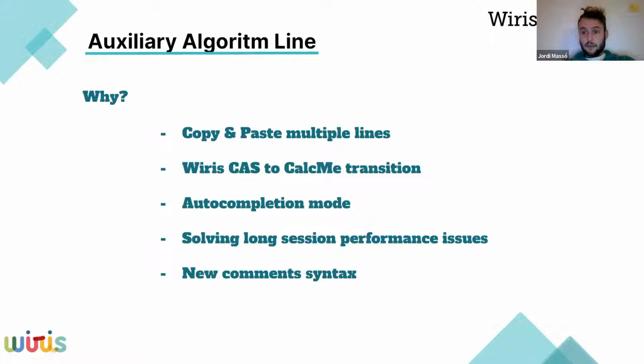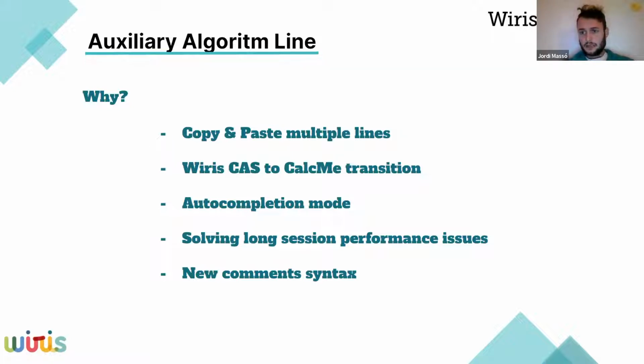The first new feature is the possibility to copy and paste multiple lines. With the old procedure to define algorithms in CalcMe, we could only copy and paste single expressions, and we couldn't copy blocks of code, for example. With the new procedure, this is possible, so we can save time repeating those blocks that we used to write manually several times. Now we can do it once and copy and paste it throughout the algorithm.